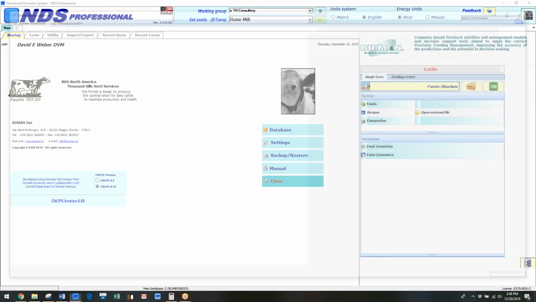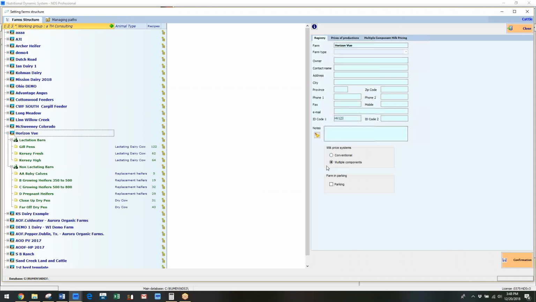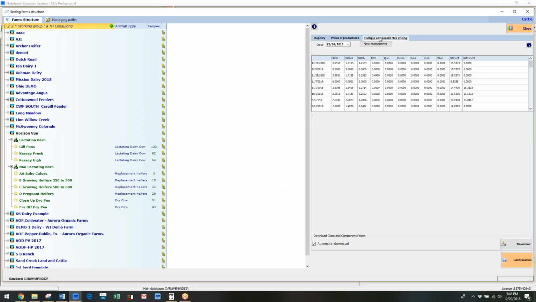the farm, we'll use this farm for an example. You can see we're doing multi-component milk pricing. So I can go to the multi-component milk prices, and I can see I have downloaded pretty much the monthly input price for milk coming out of the federal milk marketing order, done by clicking this automatic download and downloading.